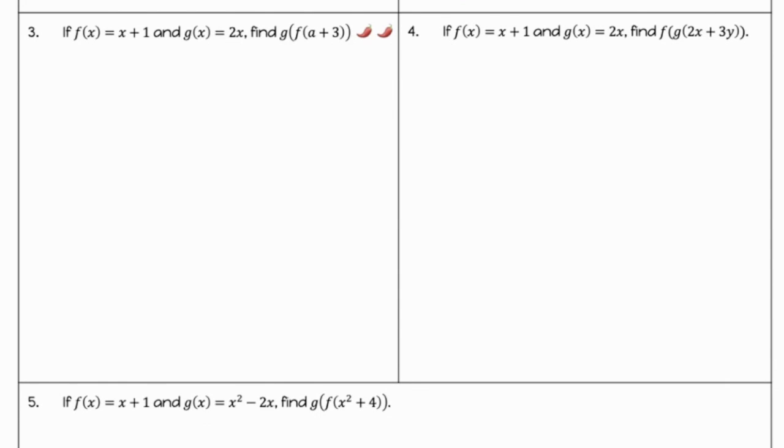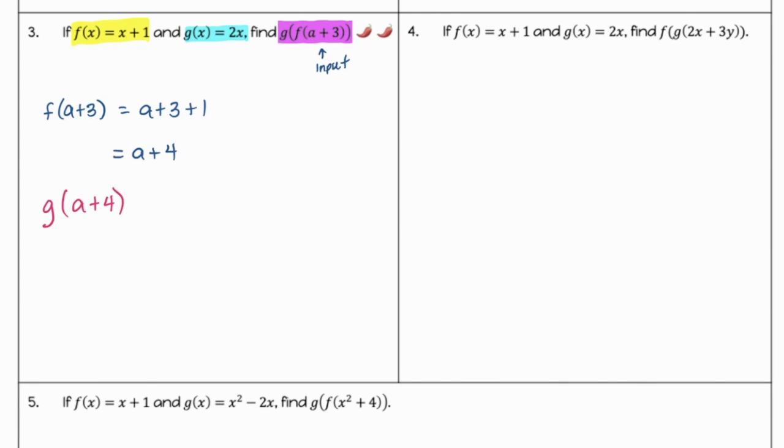For number 3, we're given two functions again. We have an f function and a g function, and we are doing g composed of f when my input is a plus 3. So that's my starting input. The function I am working with first is my f function. I get an output of a plus 4. That output is now my new input for my next piece, which is g of a plus 4. I'm inputting that into my function's rule, and I end up at 2a plus 8.